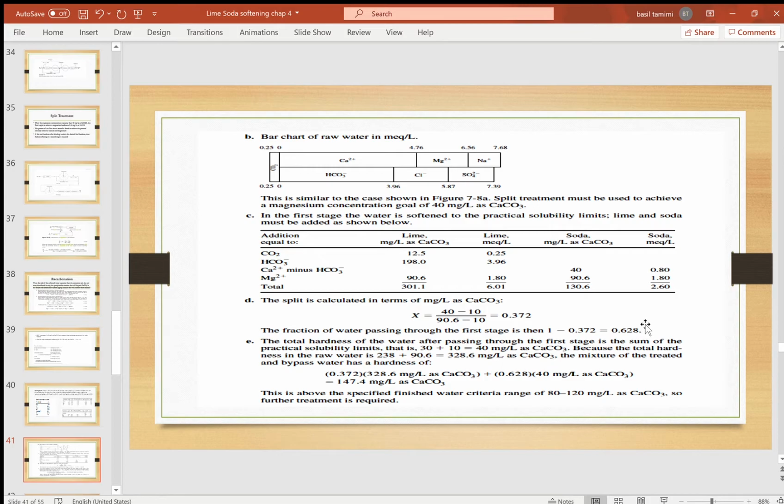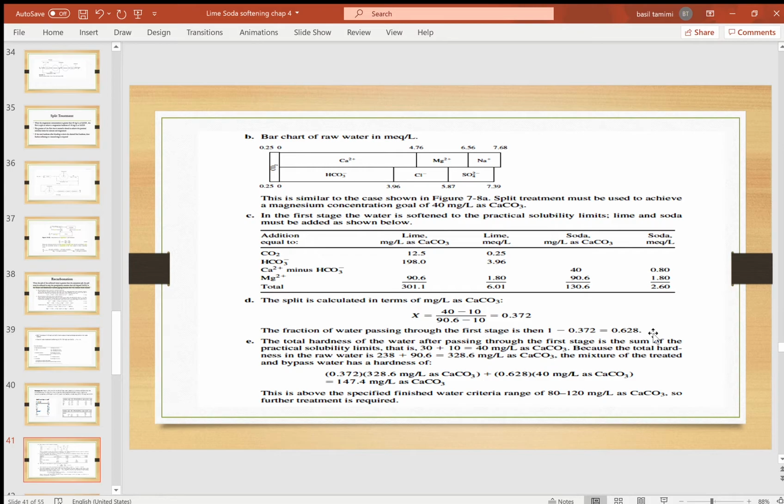And finally, we will get 37.2%. What does it mean? It means that I can leave 37.2% untreated, and to treat, as you can see here, 1 minus this, 62.8% of the water. And we have to check that after blending, we are fulfilling the requirements.